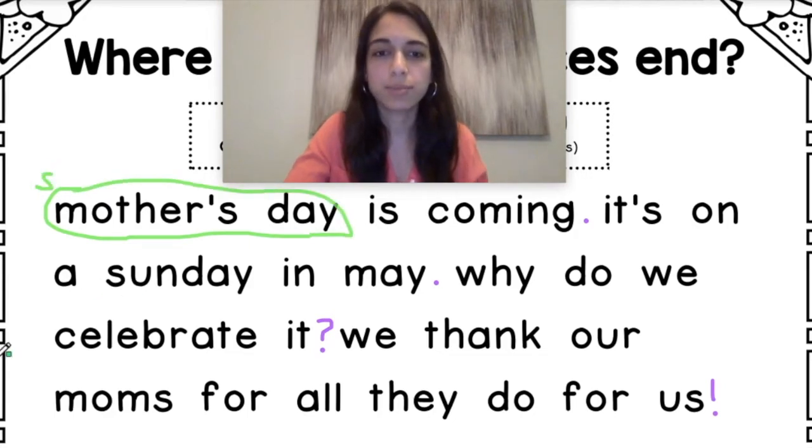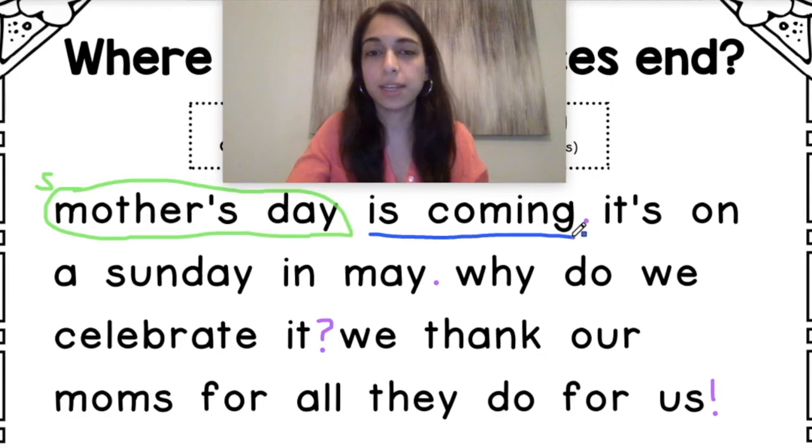I'll put S for subject. And the predicate is what the subject is doing or what it is. So the sentence says Mother's Day is coming. So is coming, that whole thing is the predicate.